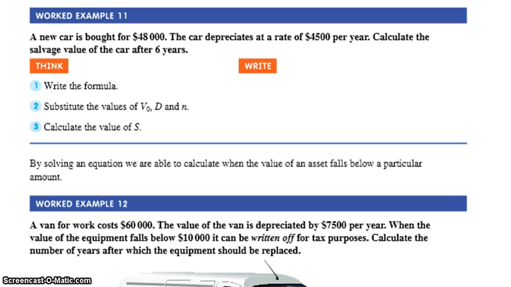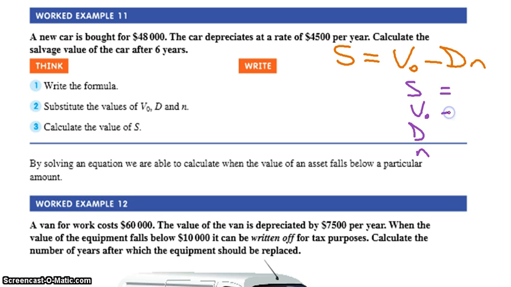Step 1. Write down what you know. Step 2. Write down the formula. What was the formula again? S equals V0 minus Dn. Yep, cool, because it is written just above this. So, okay. Next thing you do. Yeah, spot on. So we've got S, V0, D, and n.